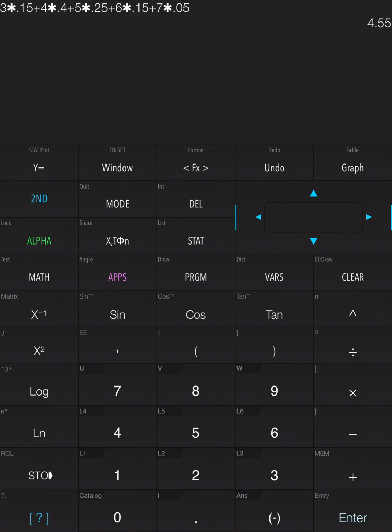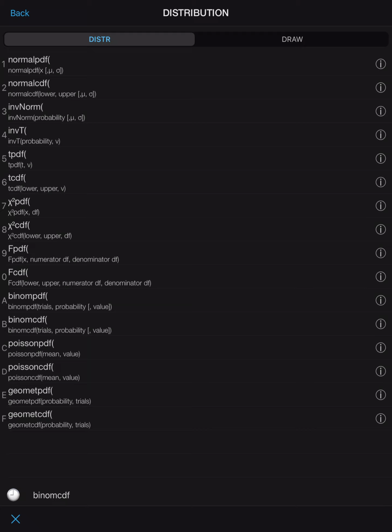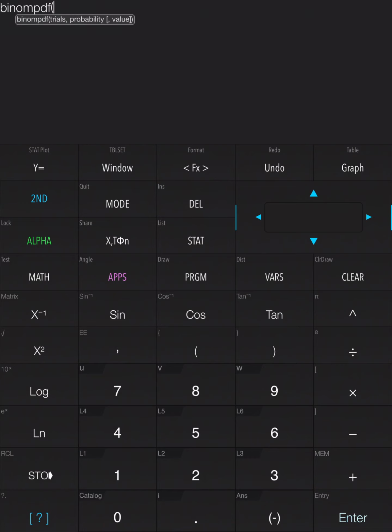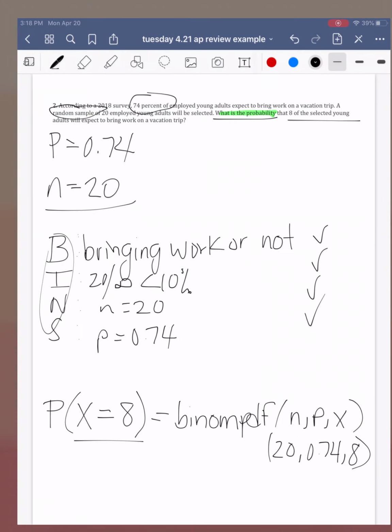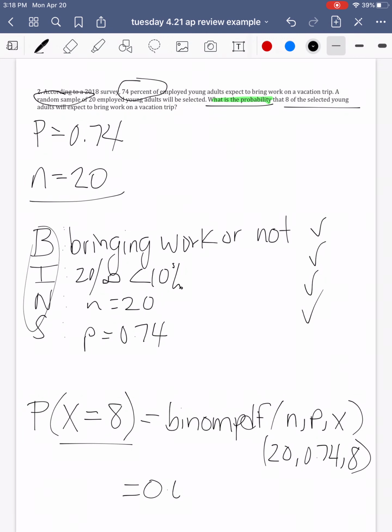So if I go back to my calculator, go to second vars, and then scroll down to binomPDF, we said 20, 0.74, and 8 gives me a probability of 0.001. So our probability is this: the probability that 8 of the expected people bring work on a vacation is 1%.